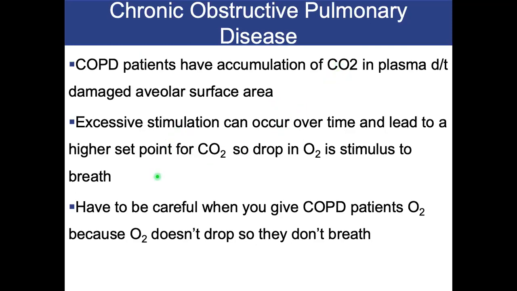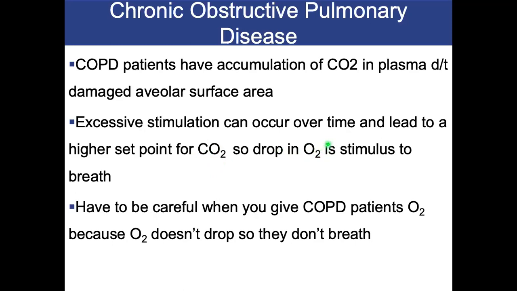So what happens? Those chemoreceptors have a higher set point for CO2, right? Our set point in a healthy individual is much lower than someone who has chronic obstructive pulmonary disease. So their set point for CO2 is higher. Because CO2 is high and it stays high, this person's chemoreceptors aren't triggered to take a breath. So what becomes your driving force for breathing? It's actually a drop in oxygen. So that drop in oxygen is now the stimulus to take a breath, right?